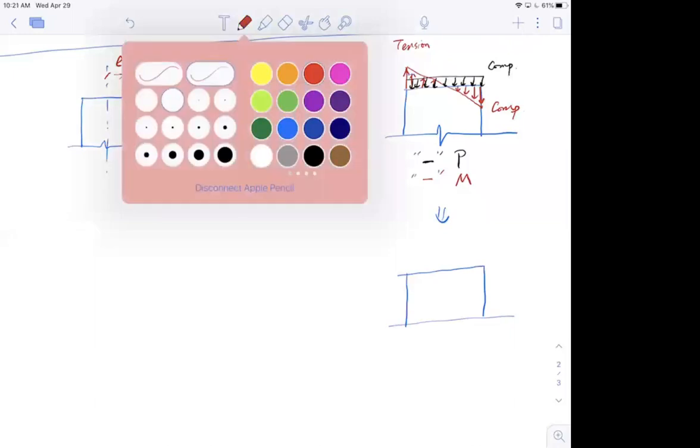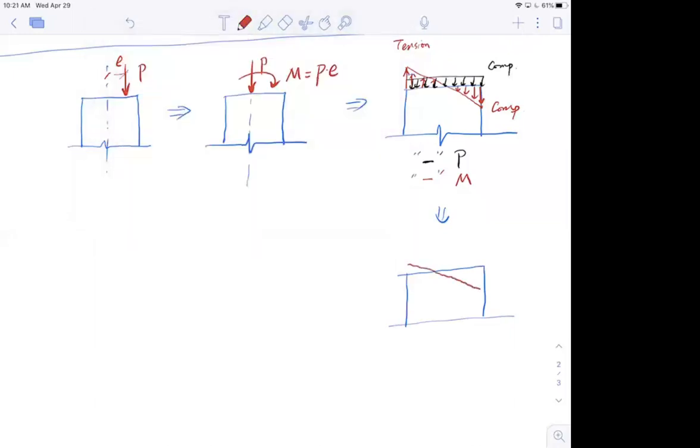Use it up. It'll look like something like this. Okay. And now, if it looks like this, right? What we are trying to say here is that we always have more compression than tension. Is that right? Always have more compression than tension, right?